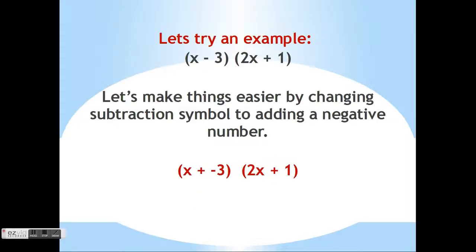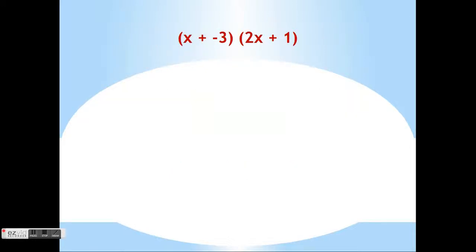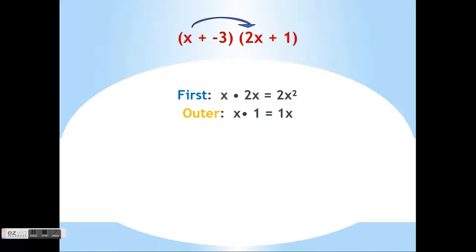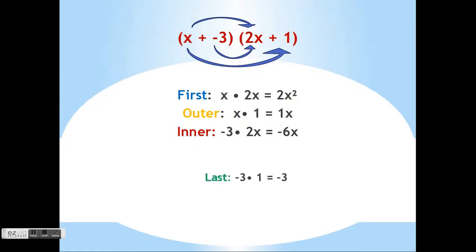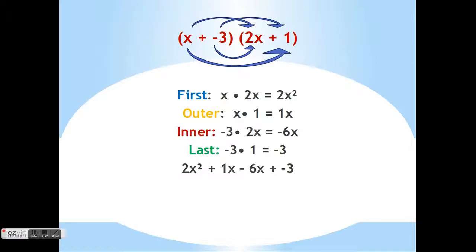The product of x minus 3 and 2x plus 1. Let's make things easier by changing the subtraction symbol to adding a negative number. We are just applying the distributive property twice. Multiply the two first terms, x and 2x, we get 2x squared. Multiply the two outer terms, x and 1, we get 1x. Multiply the two inner terms, negative 3 and 2x, we get negative 6x. And then multiply the two last terms, negative 3 and 1, we get negative 3. Adding together like terms, we come up with the result 2x squared minus 5x minus 3.